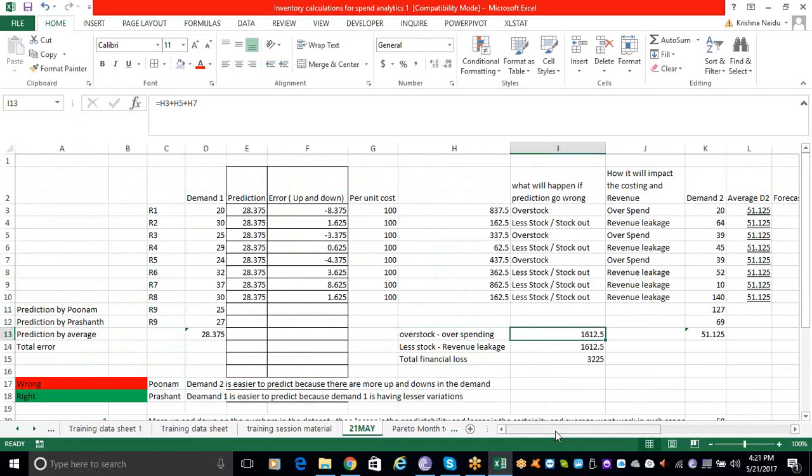Now the next question is we have to find a right number, a right prediction, a right demand, which will minimize the overspending and minimize the revenue leakage. So this is the first case. We have seen only the first case, where the prediction was an average number. By using an average number, we compared how much overspending and how much revenue leakage could happen.